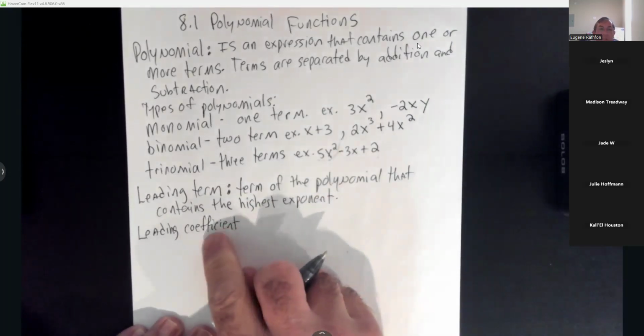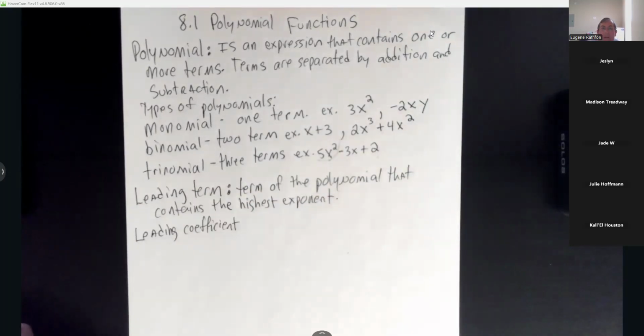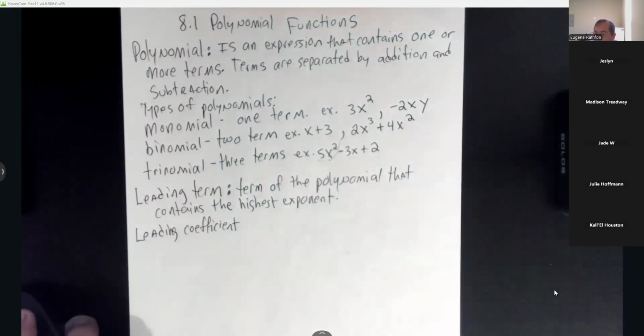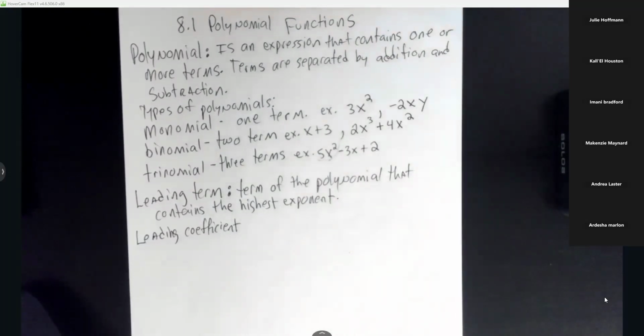Now in math, when you see leading coefficient, coefficient pretty much means your numbers. Okay, y'all hang on one second. Let me see. Just log it open.